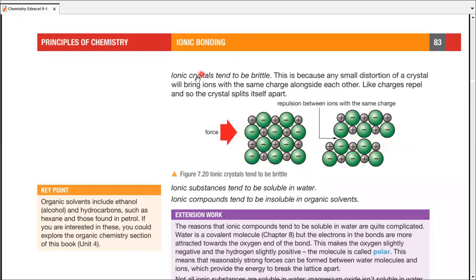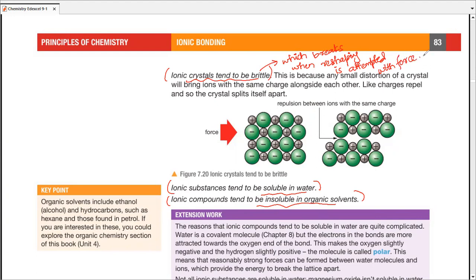So the third property in here is this one. They tend to be brittle. Fourth, they tend to be soluble in water. Fifth, they are insoluble in organic solvents. Now, starting with the third one, they tend to be brittle. Brittle means which breaks when reshaping is attempted with force.